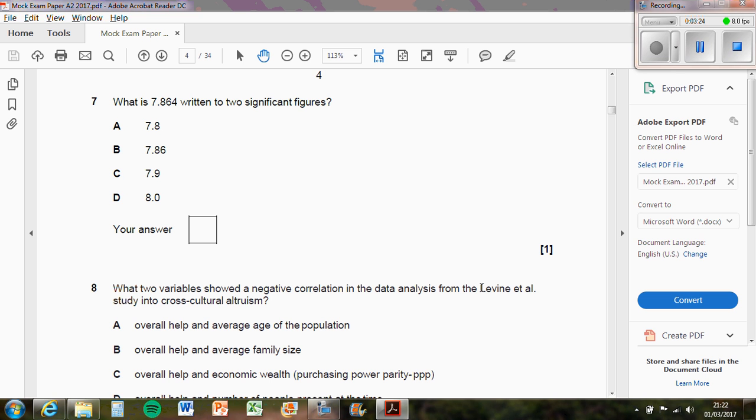What is 7.864 written as 2 significant figures? Well, 2 significant figures means the first 2 figures, so 7.8, but then this 6 here means you've got to round this 8 up to 9, so C is the correct answer.